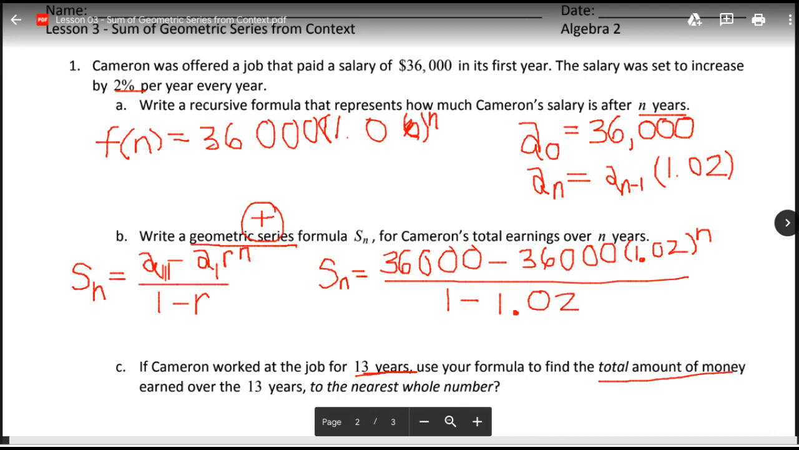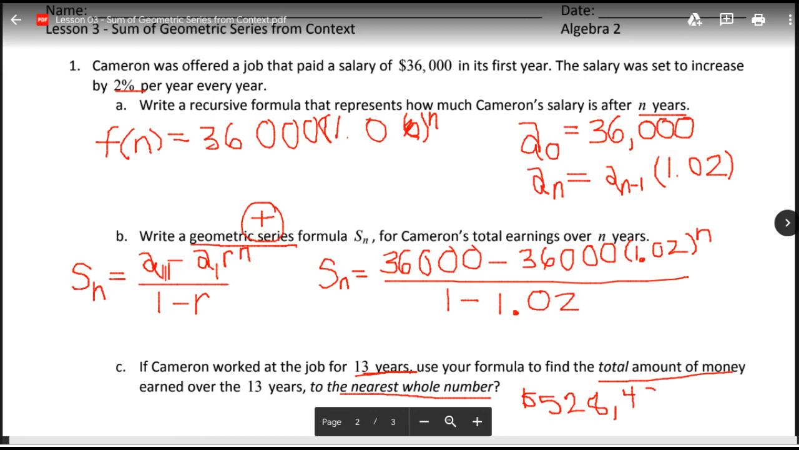So all we need to do is, now that we did the hard work to make the formula, we're going to put 13 in for n, and we're going to show that in our work under here. And then we're going to look and we're going to read carefully. It says nearest whole number. So when you toss that in your calculator and you round to the nearest whole number, you're going to get something around, let's see, 528,492.